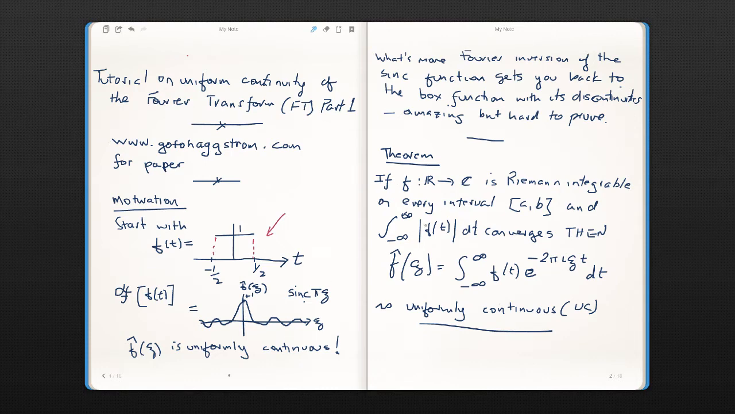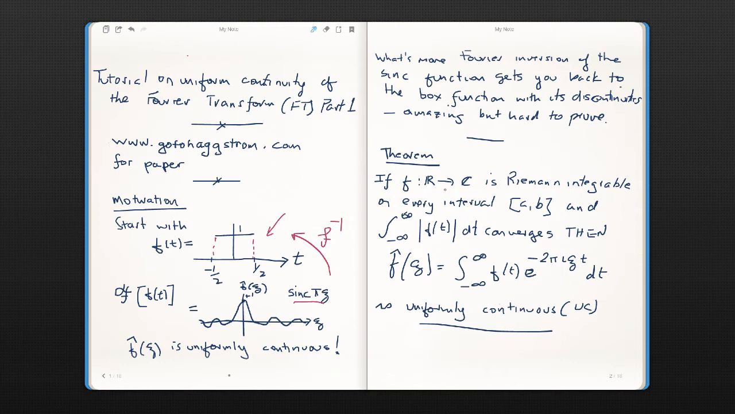What's even more astonishing at one level is that you can go back from here to here with Fourier inversion, and you keep the discontinuities. Now that's tricky to prove. It requires complex analysis, contour integration, and the residue theorem to prove it, but you can do it. Quite a remarkable result.